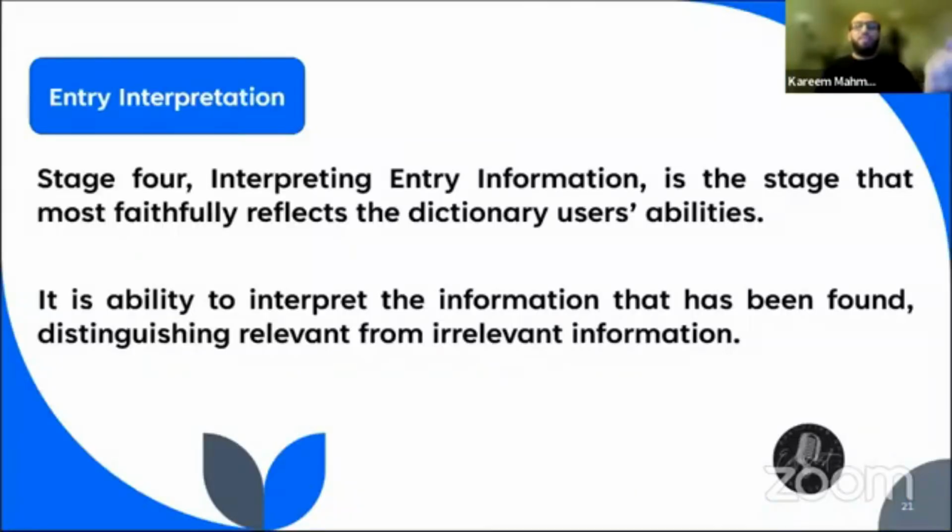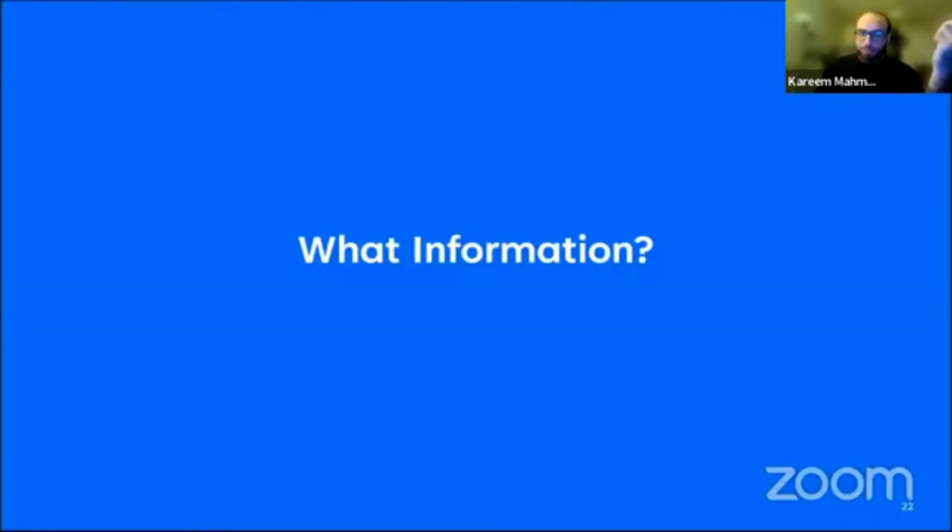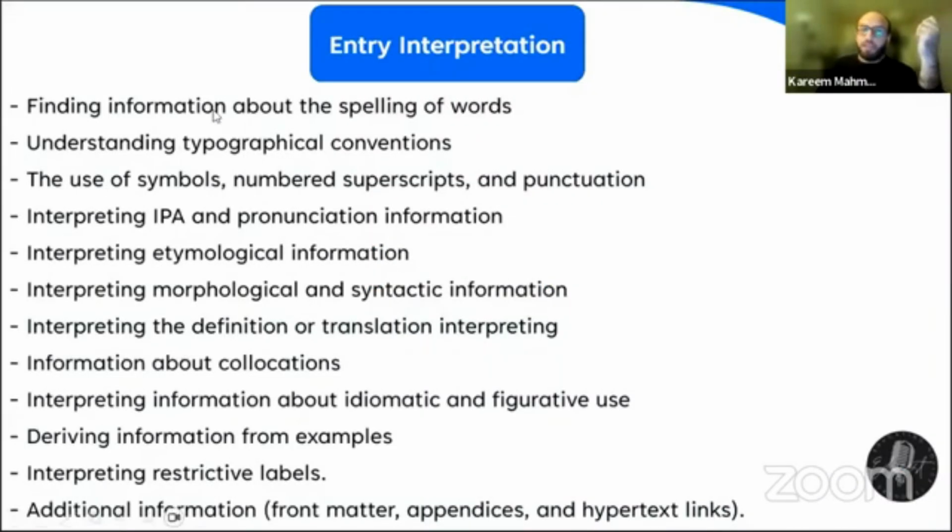Okay, so what information do you have to interpret? As I told you, they have to find the information related to spelling, of course, at all levels. Based on the level, they have to locate some of this information. For example, the C2 level can locate all of them, the C1 most of them, the B2 the majority, the B1 at least half of it, the A2 some of them. So they have to identify the information related to spelling and differentiate the spelling from the transcription.